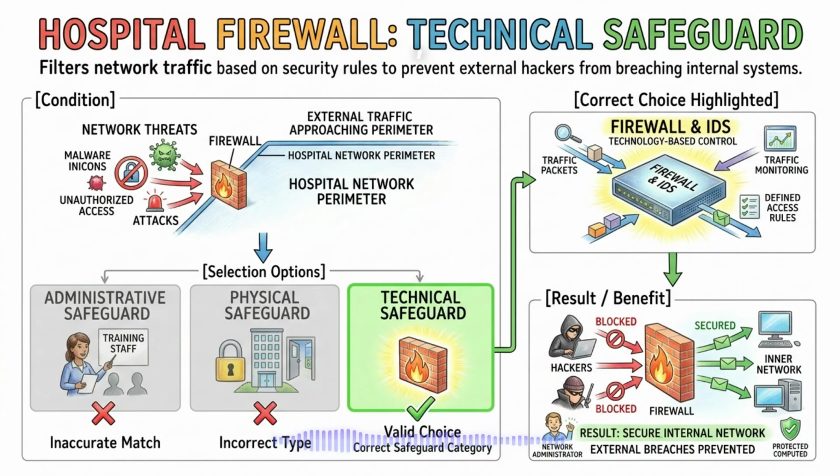Defending the perimeter of the hospital's computer network is essential. And this is where firewalls and intrusion detection systems come into play. A firewall is a network security device that monitors incoming and outgoing network traffic, deciding whether to allow or block specific traffic based on a defined set of security rules. Think of a firewall as the digital security guard at the front door of your network. For the exam, recognize that firewalls and intrusion detection systems are fundamental technical safeguards designed to keep external hackers from breaching your internal systems.